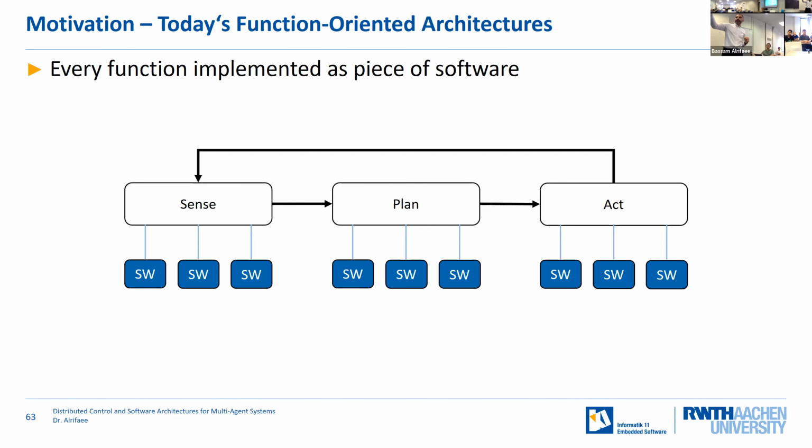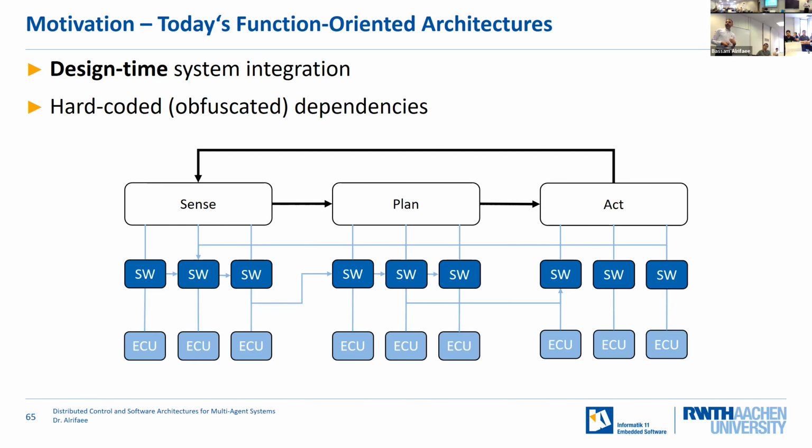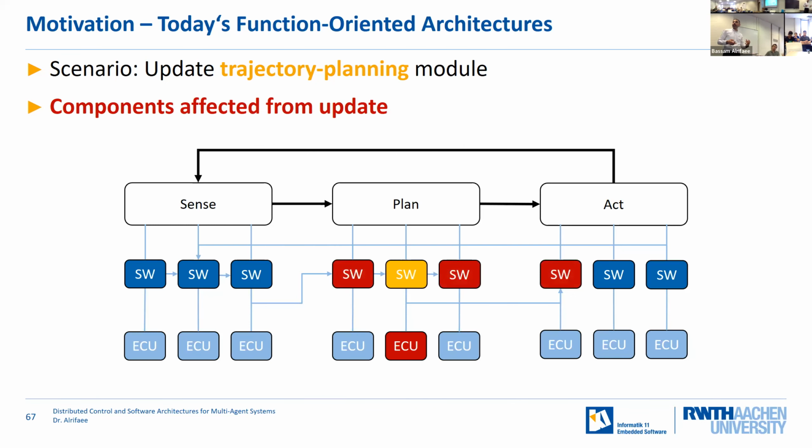So each function is mapped to a software part. The software is mapped to ECUs. There are dependencies between the software parts. And if we want to update some trajectory planning, we have to update all the software parts connected to this.